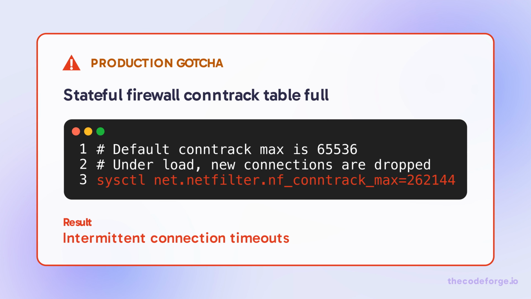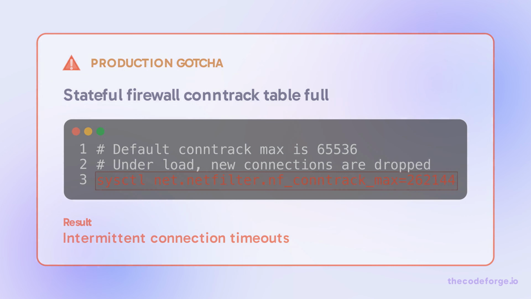Stateful firewalls track connection state in a conntrack table. When it fills up, new connections are dropped silently. The default size of 65,536 fills fast under load. Increase it to 262,144 or more, and monitor the table size with conntrack -S.